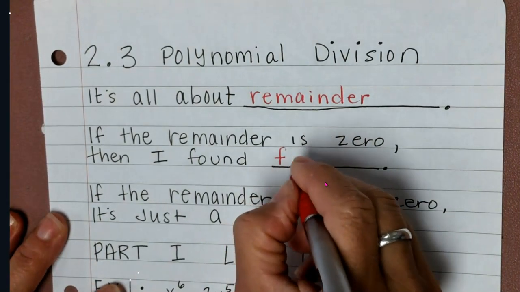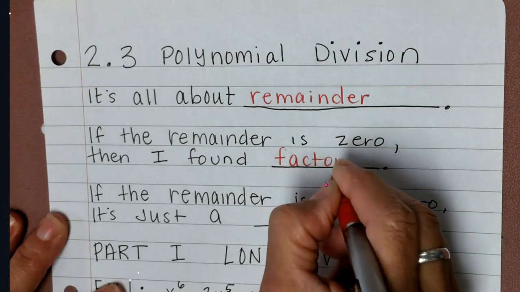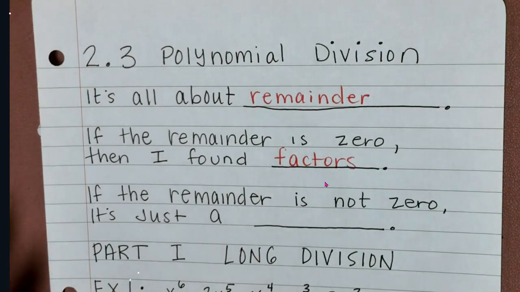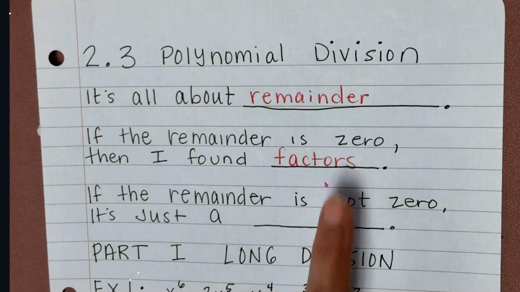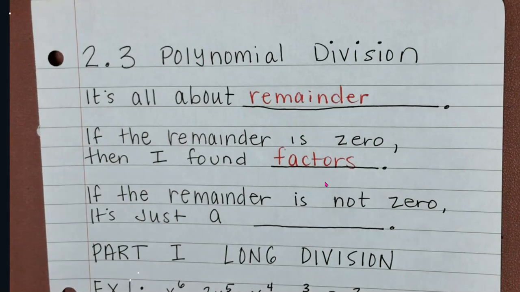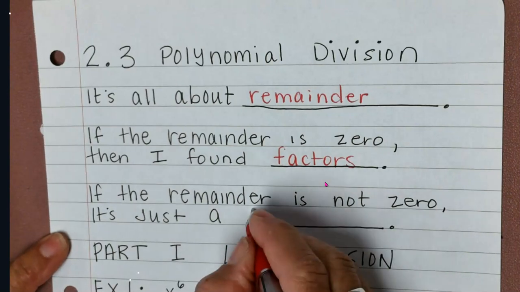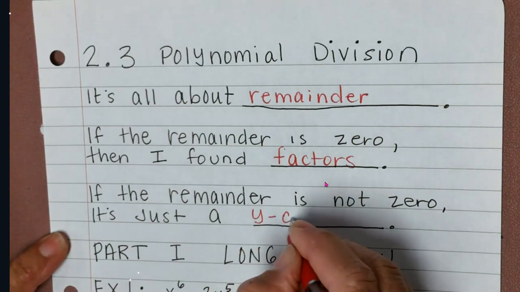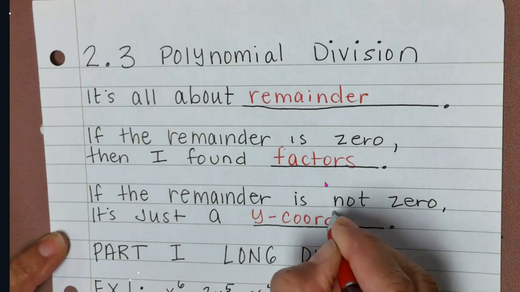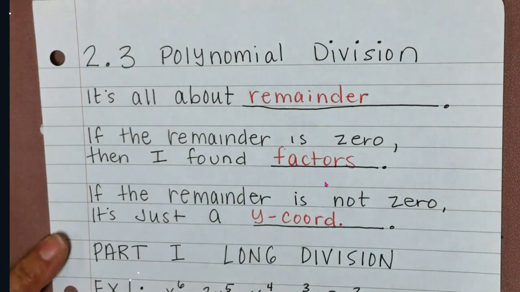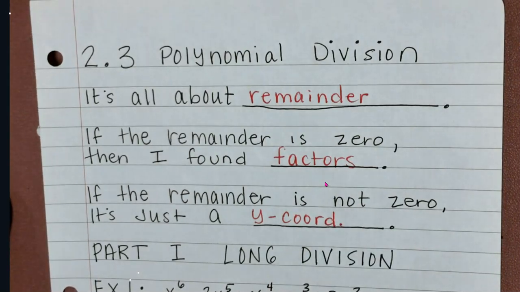And you found, well, we're going to say factors. I'm going to save that stuff for later. And I did write factors plural. You'll see why in a moment. If the remainder is not 0, it's just a y coordinate. And I'm abbreviating coordinate to look like that. Okay.